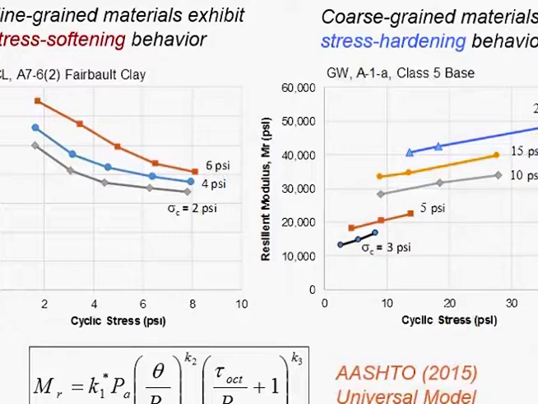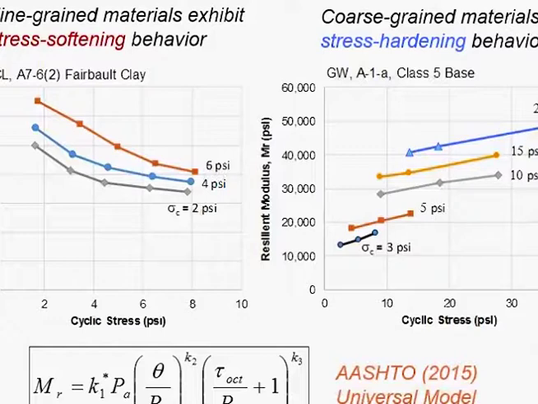And this is a class 5 aggregate base. This was collected from a St. Paul quarry that supplies material for MnDOT. Again, the response is stress dependent. So a big difference between subgrade clay material is that they tend to soften. Modulus goes down with increasing stress, and it's the opposite for granular material. And if you look at the scale here, 0 to 60,000 PSI versus 0 to 7,000 PSI. So pretty big difference.